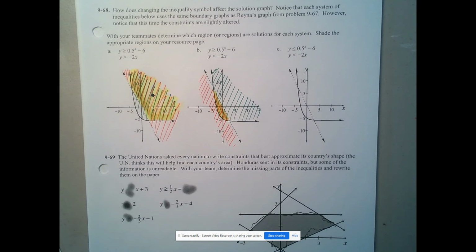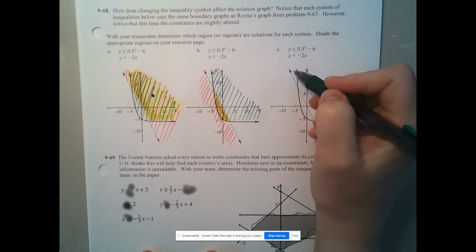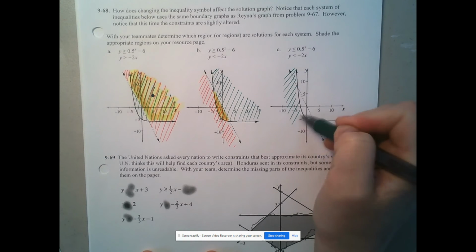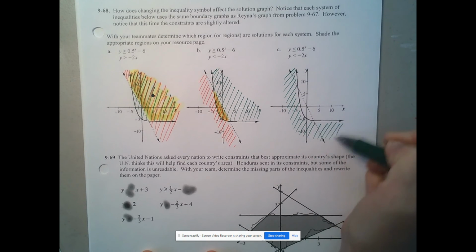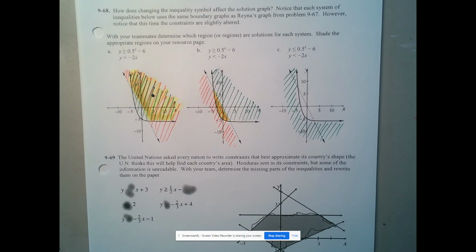Last but not least, if we go less than or equal to the curve, and that would be down here, we want to cover as much of the graph as we can. So you want to go as far to the left, as far to the right, cover as much as you can. And then the second one is also less than the line.